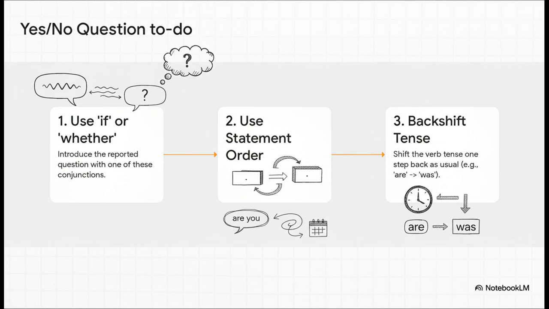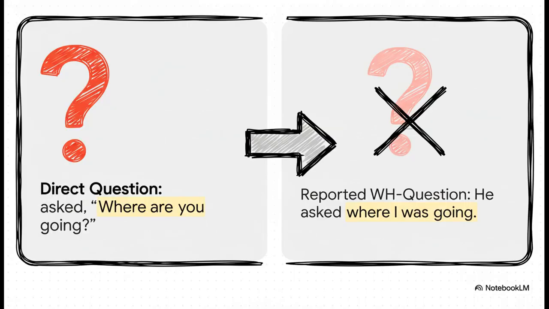So are you becomes if you are. And third, you just apply our good old backshifting rule. So are becomes was. Put it all together. He asked if I was coming. Boom. So what about those questions that start with words like who, what, or where?